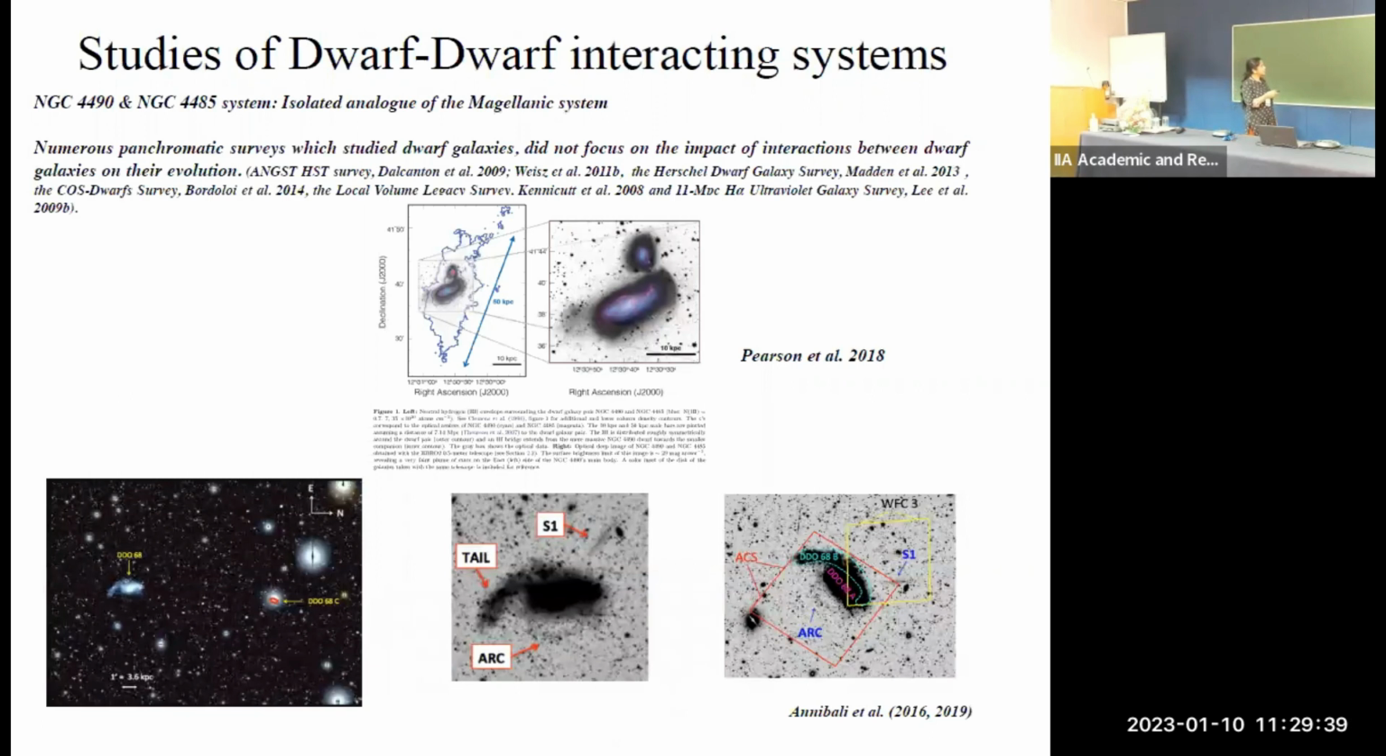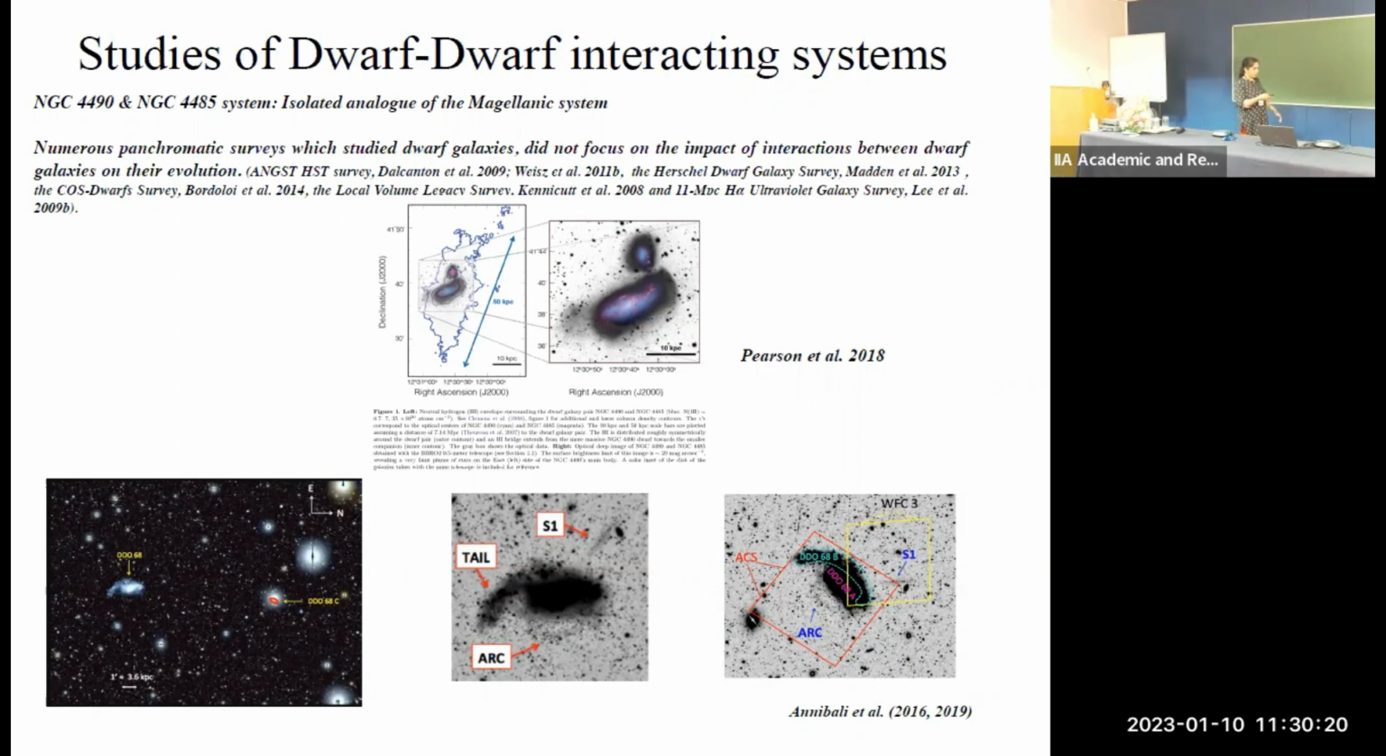Okay, so there are studies, again related to individual systems mostly. There's NGC 4490 and NGC 4485. This is an isolated analog of the Magellanic system. There are recent studies on that which try to understand the effect of dwarf interactions on their evolution. But many of these, like DDO 68 and other studies, are all based on individual systems. People are trying to understand the effect of interactions on dwarf galaxies. But when you come to large statistical studies, many of the panchromatic surveys which study dwarf galaxies do not focus especially on this aspect, the effect of interactions between dwarf galaxies on their evolution.